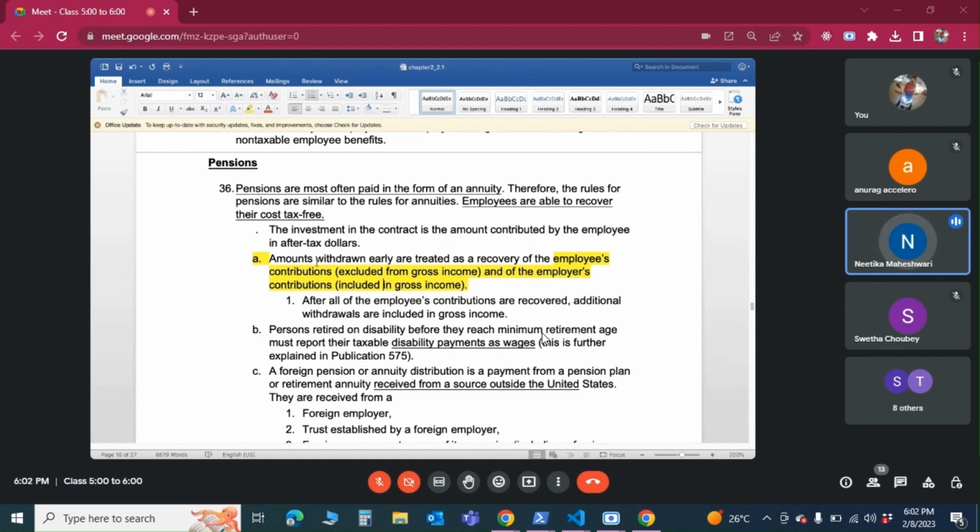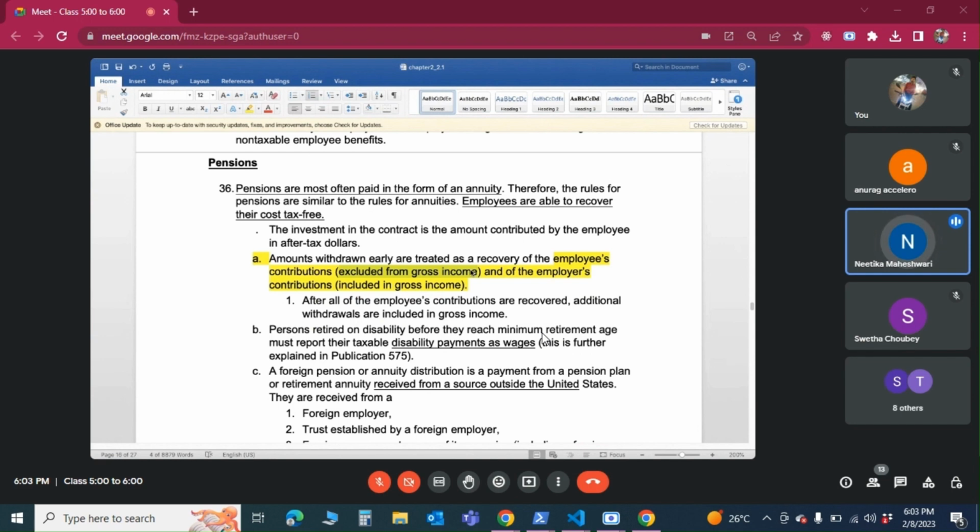So the amount withdrawn early is treated as recovery of employee contribution. Employee contribution is excluded from gross income, because it was not tax deferred earlier. They have already paid taxes on it. So why would the IRS want them to pay taxes again? 401k is different. When they put money into a 401k, they're getting a break on tax. So when they take it out, they have to pay taxes.